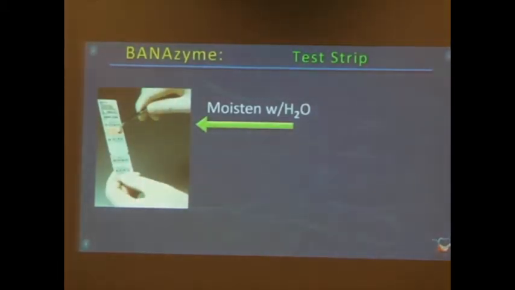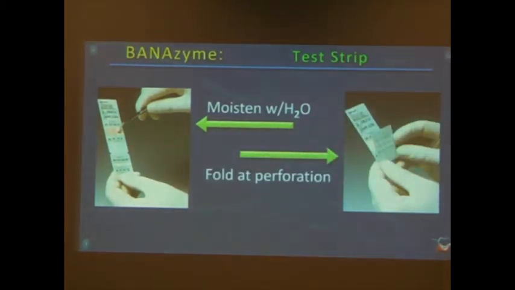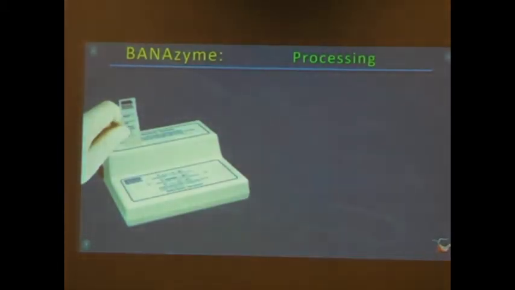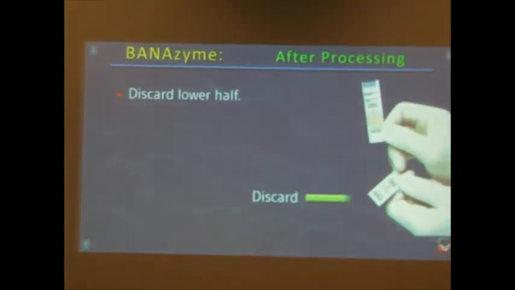Moisten the upper half with a drop of distilled water. There's a perforation, fold it, and the two pads meet, and then you stick it in the machine. That starts an automatic timing cycle of 5 minutes, and a little light and bell tells you it's done. Afterwards, you discard the lower half, and the upper half is archival. You can put that in the patient's record.